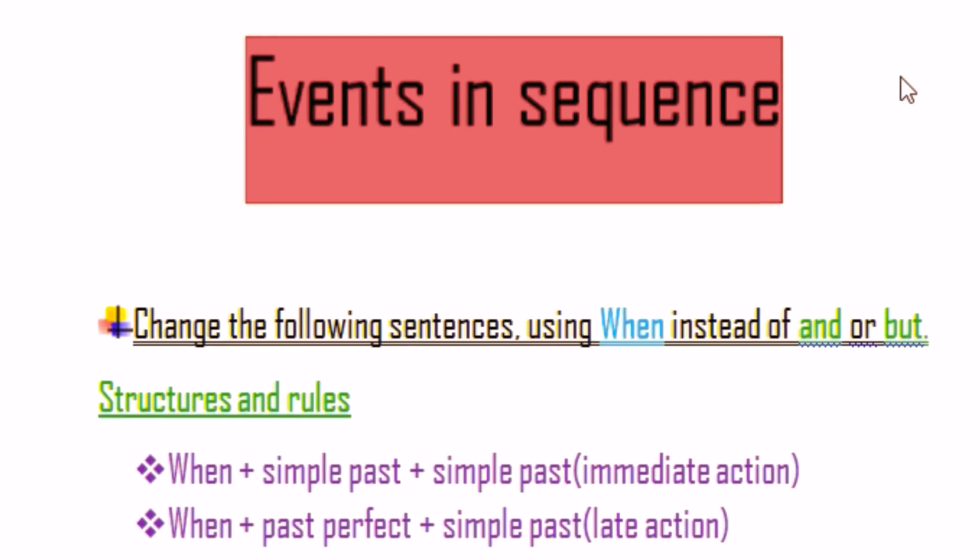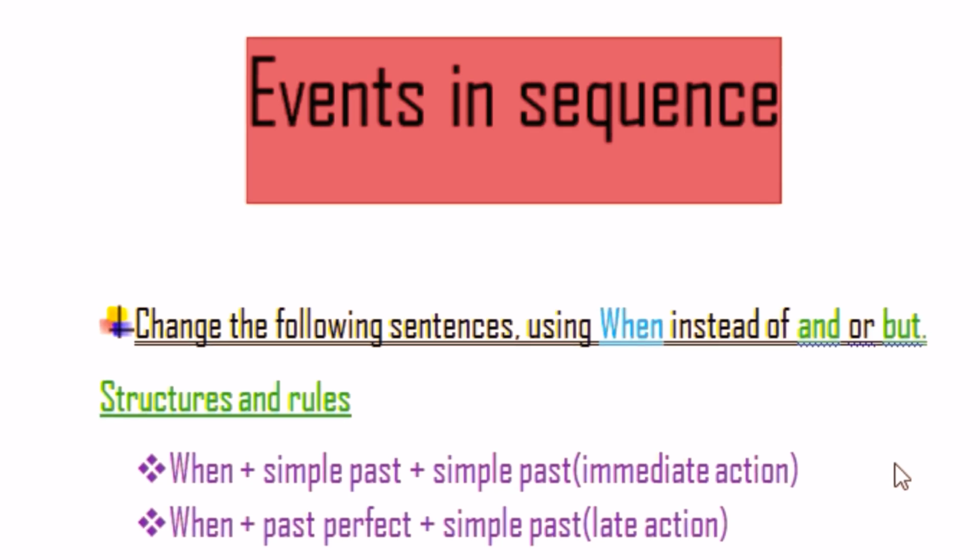Today we are going to discuss events in sequence, using when instead of and or but. We will cover simple past, when plus simple past if there is immediate action, and when plus past perfect plus simple past if there is late action. This exercise is very helpful for learners of English, and let me inform you that it is extracted from Meanings into Words, grade 12, unit 11.